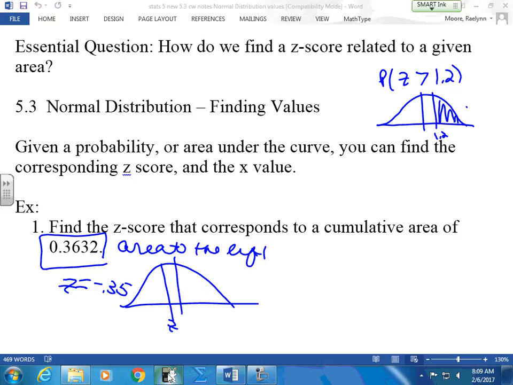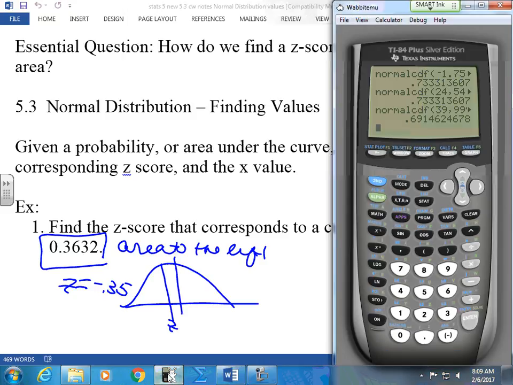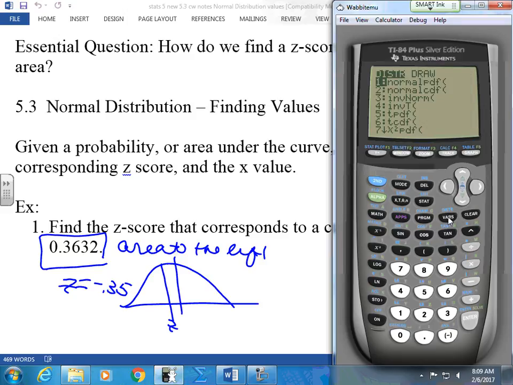So if you grab your calculator, and remember we've been looking at 2nd VARS to do all this stuff. Down to number 3, it says invNorm. This is inverse norm. This is find me the inverse part of your normal curve. Normally we give you a z-score, you find me the area. This one says I give you the area, you find me the z-score. So when we come down to this, it says my area is 0.3632. I'm on a standard normal curve. I just want to find my z-score. I paste.